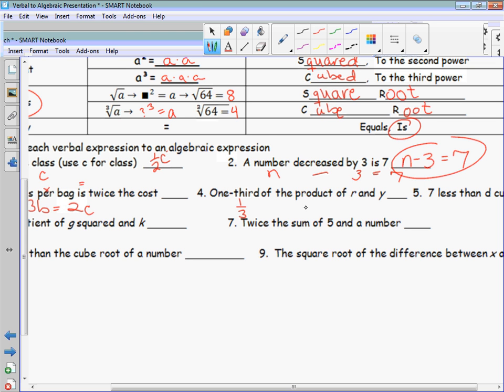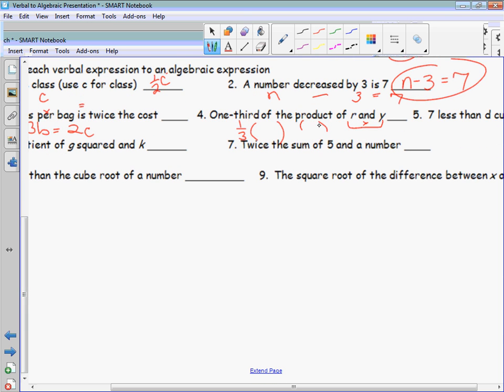Okay. Well, what does product mean? 1/3 of the product. You have to multiply. Well, what do you multiply? R and Y. R and Y we are multiplying together. So when you see product, that's a special one. That tells you need to put something in parentheses. So the 1/3 is going to multiply, because when you see of, it's like 1/3 of, you got to multiply by something. 1/3 of what? Of the product of R times Y. So it'll look like that.